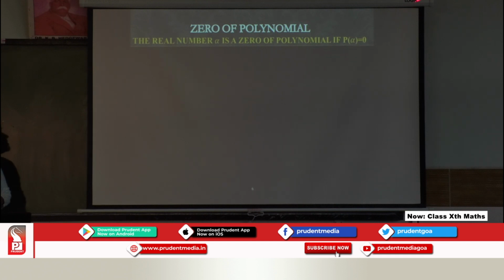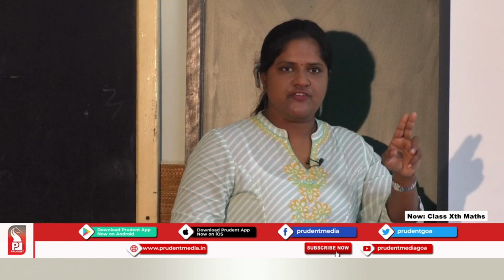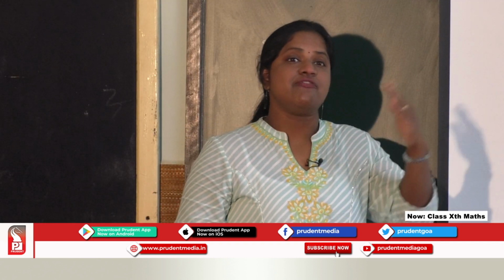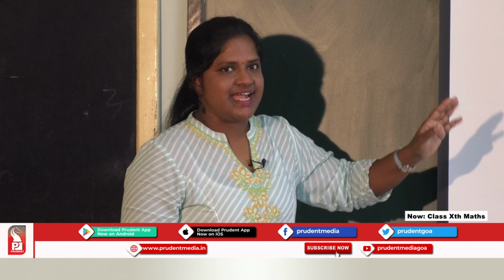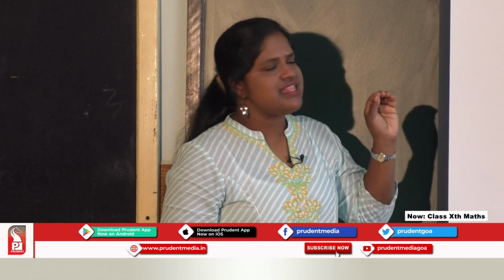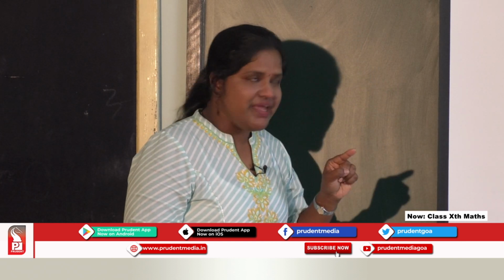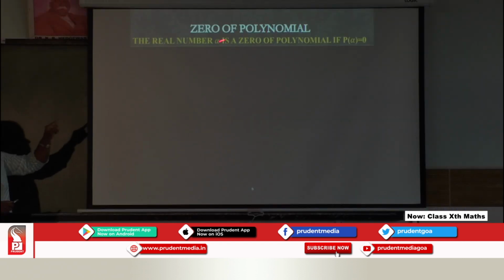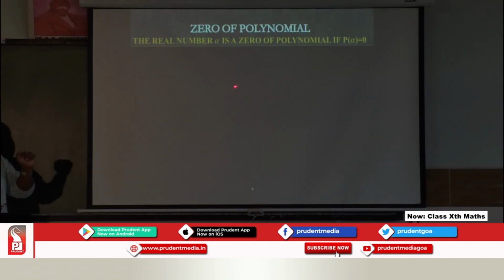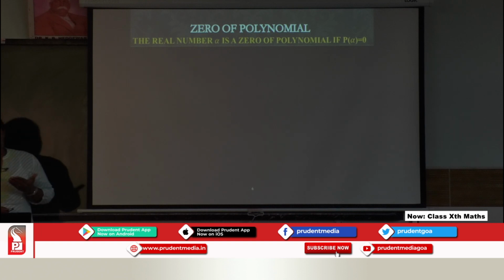Zero of polynomial. The real number alpha is a zero of polynomial if P of alpha is 0. So don't get confused between the word zero now. Zero means the factor, the factor which is satisfying that polynomial. So what it says is that whenever you substitute any real number in the polynomial and your final value is 0, that means whichever number alpha you have substituted in this polynomial is called a zero of that polynomial, or it is called a factor of that polynomial.